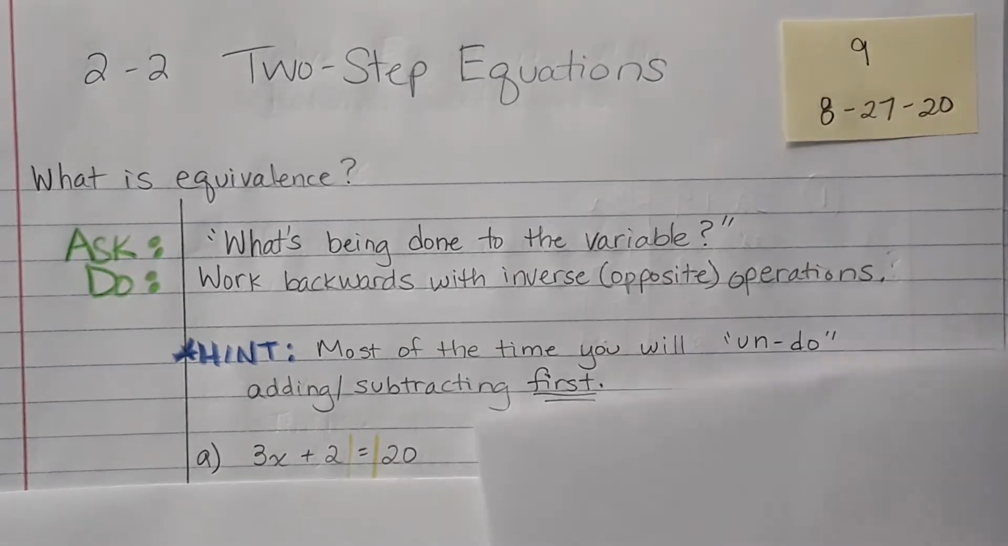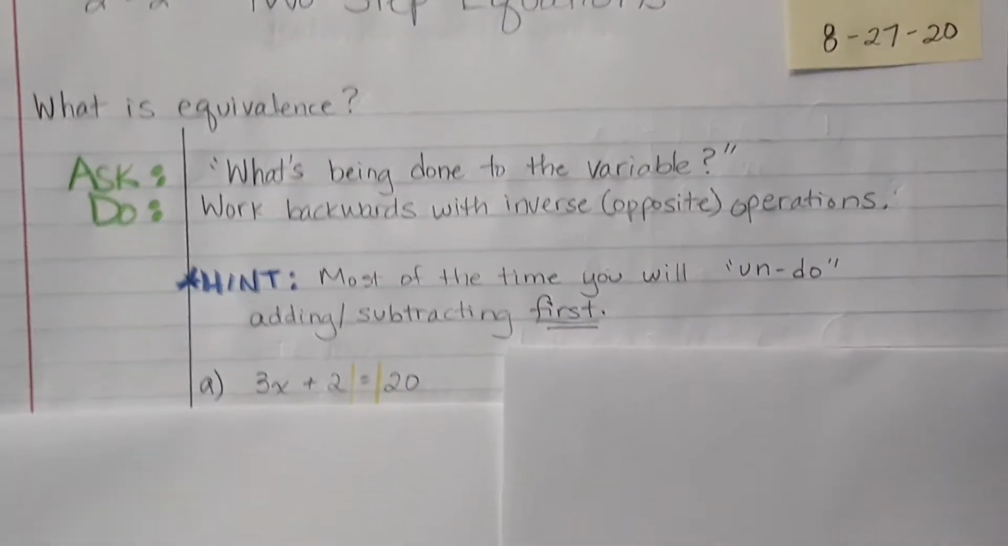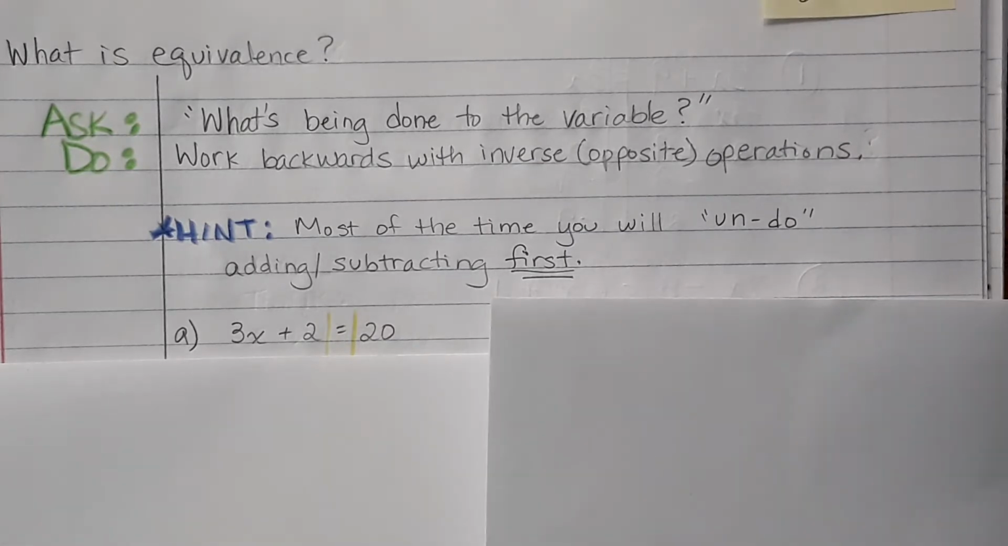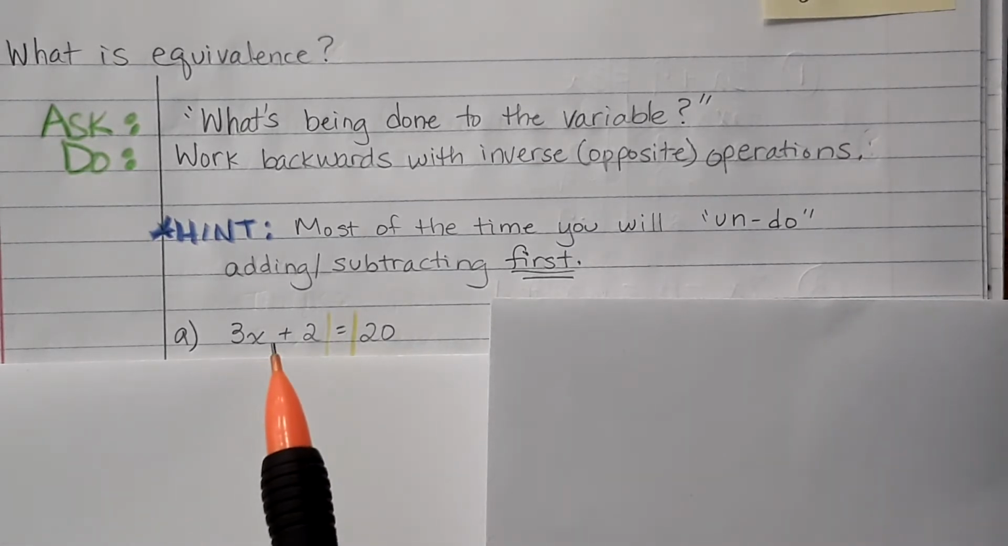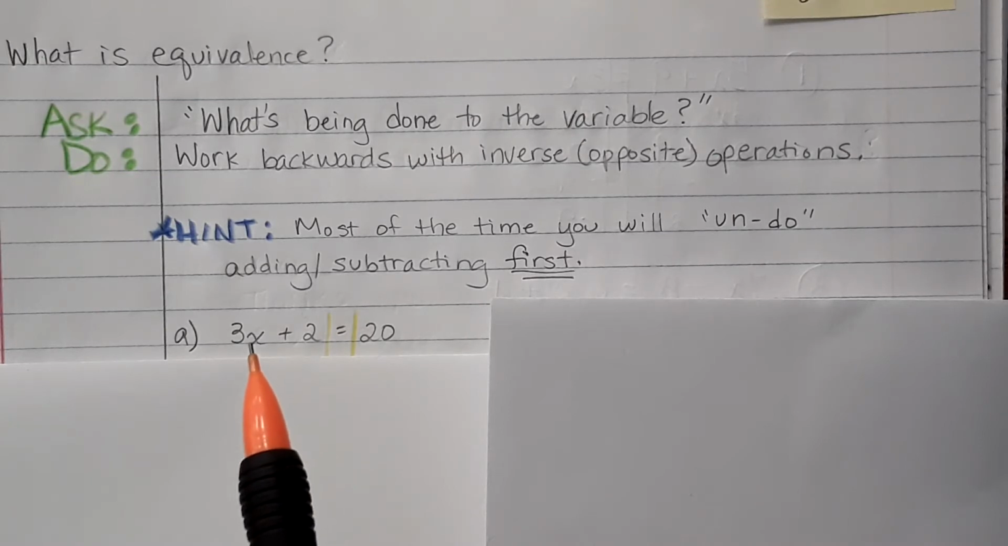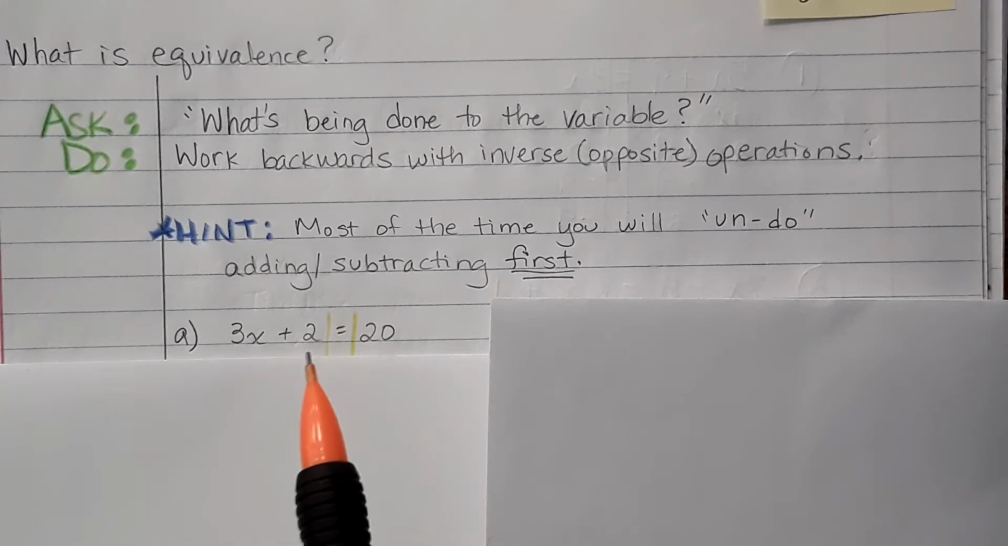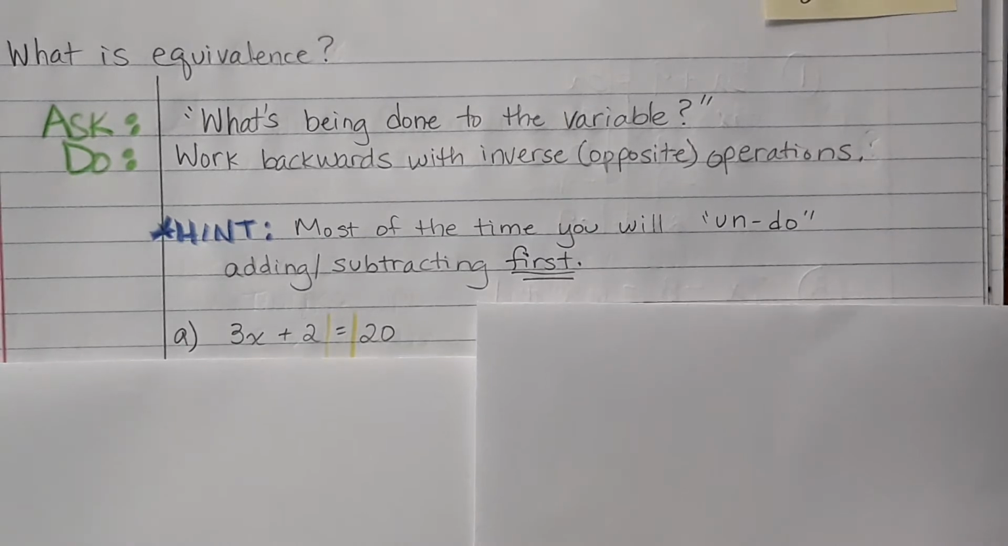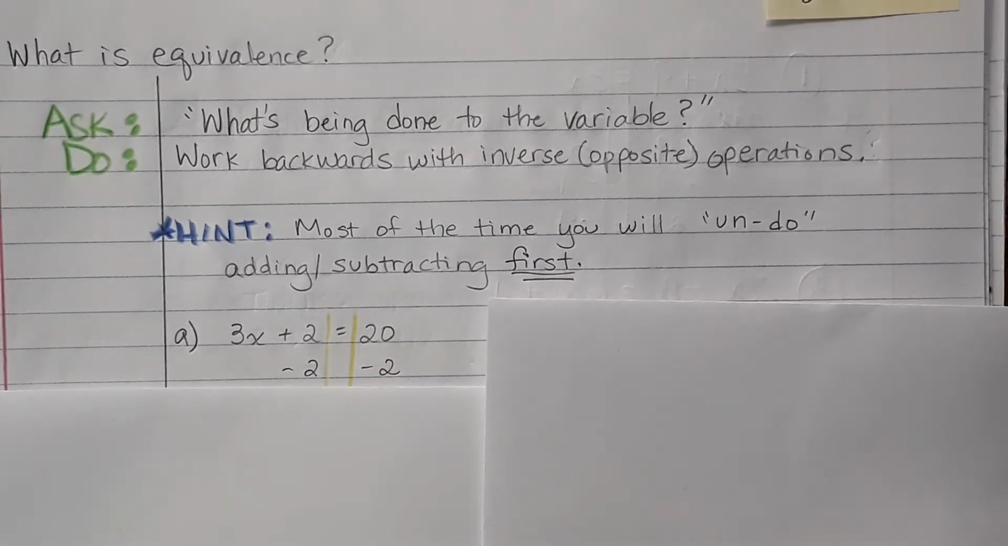In example A, we have 3x plus 2 equals 20. So when I ask myself what's being done to the variable, think about what's closest, what's being done first. First, it's being multiplied by 3, and then adding 2. Now, if we would work backwards, the last thing that's being done is add 2. What's the inverse of adding 2? Subtracting 2. And do that on both sides of the equation, both sides of the equal sign.